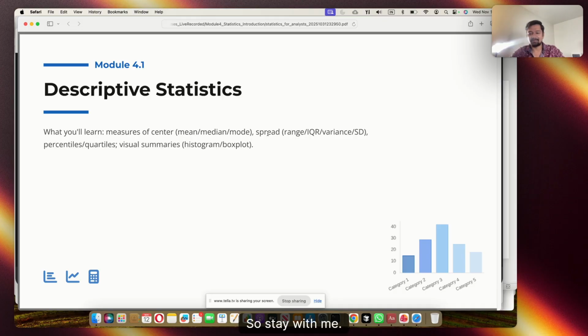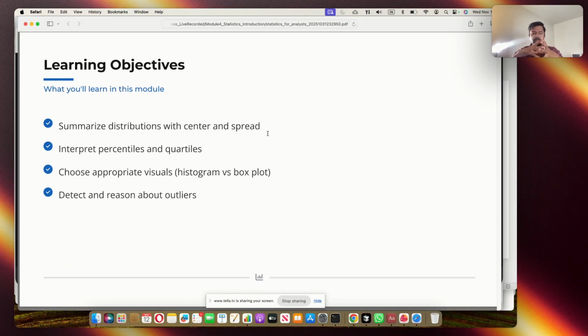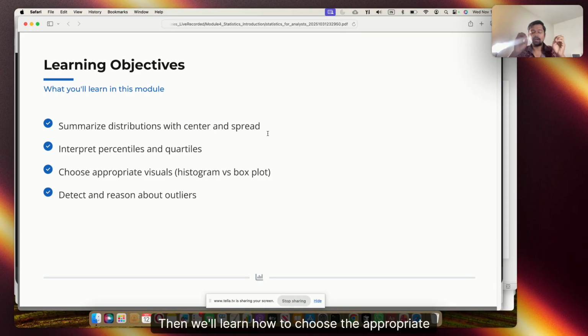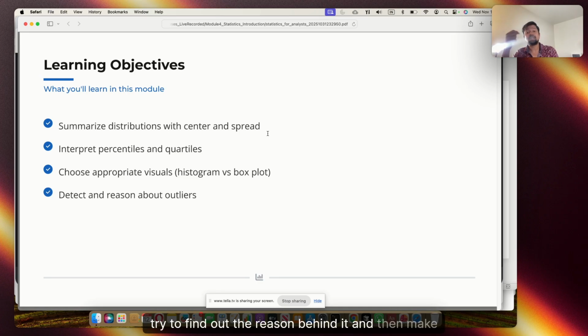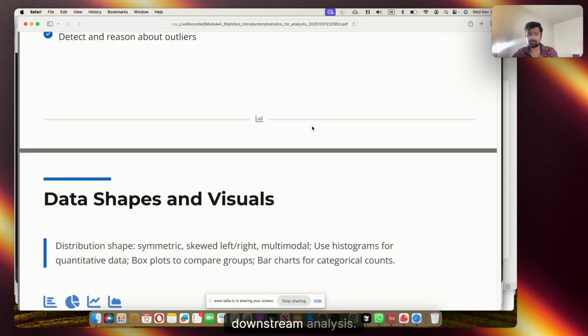So stay with me. The learning objective of this class is, first, to learn how to summarize the distribution with the center and the spread, then how to interpret percentiles and quantiles, then how to choose the appropriate visuals, specifically histograms and box plots, and what kind of visual we need to adopt for the kind of data that you are working with, and then detect and reason about outliers. When you're making the box plot, if you're detecting some kind of outlier, try to find out the reason behind it and then decide whether you want to remove this outlier or keep it in your data for the downstream analysis.